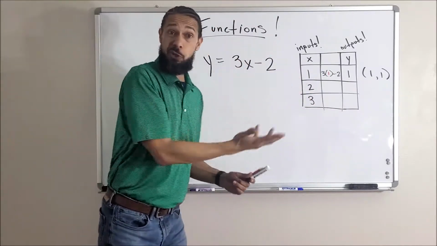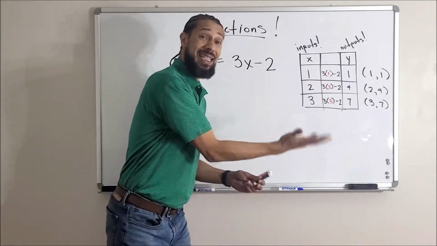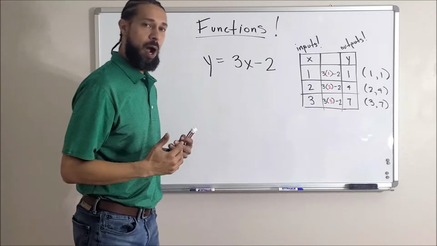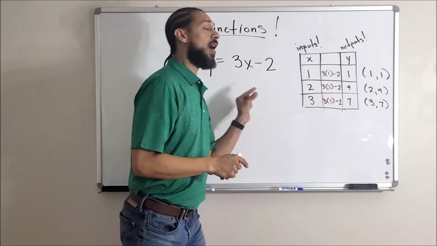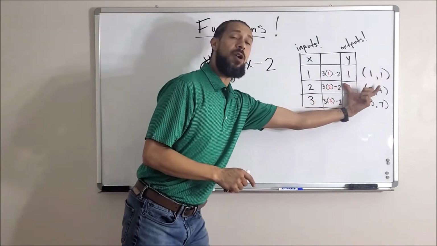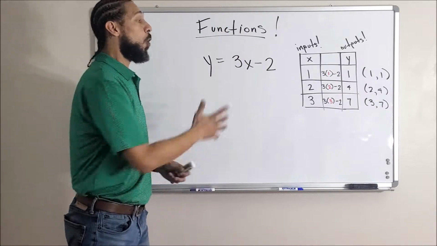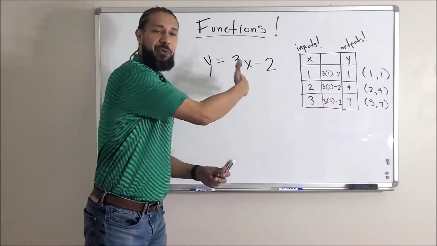So I would just continue to do this for the rest of them. And then I can get a better idea of the relationship between x and y. But notice every single time I put in a value of x, I got out a value of y, which gave me an ordered pair, the relationship between x and y. Okay, so we're a little bit past y equals 3x minus 2.